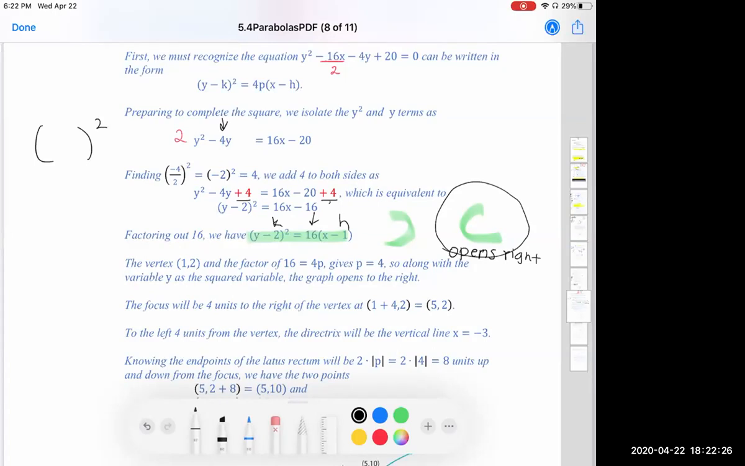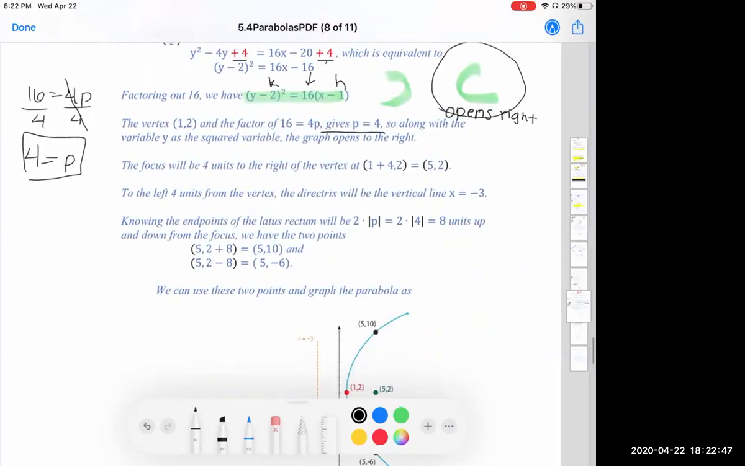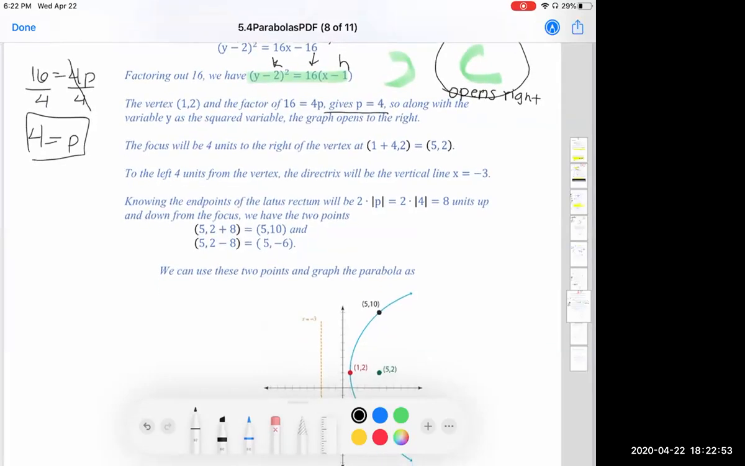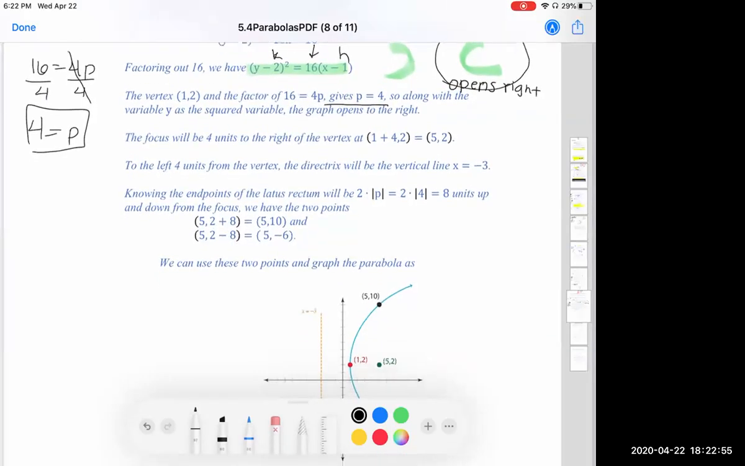And we factor 16 equal to 4p. So let's solve. 16 is equal to 4p. We divide by 4, divide by 4, and p is equal to 4. That's what we have. So along with the variable y as a squared variable, the graph opens to the right. The focus will be 4 units to the right of the vertex at 5, 2. To the left, 4 units of the vertex will have our directrix.